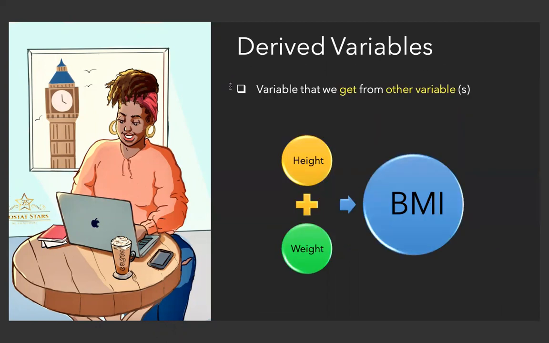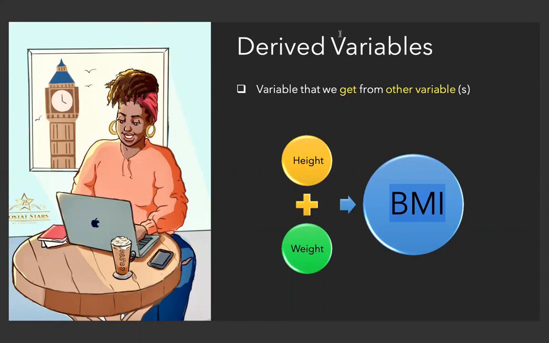Now, still on the matter of variables, we need to know about a special type, and this is called derived variables. So the word derived just means that you get something from something else. Okay, so a very easy example to give here is BMI. I hope you know what BMI means. This is the body mass index. So basically, BMI is the number that you calculate, and it helps you to know what category you are.